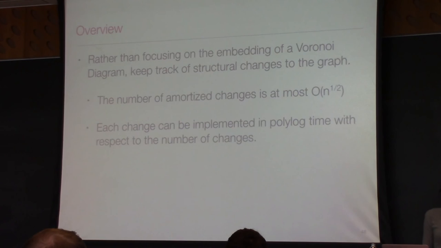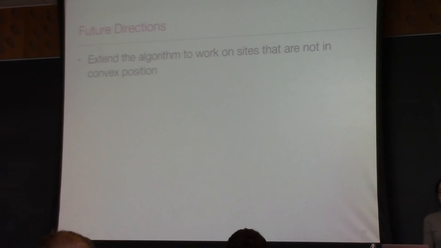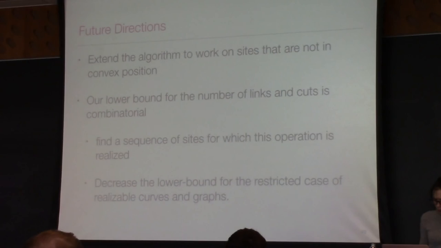And future directions you could take this, of course, extend the algorithm so that it works on sites that are not in convex position, because we very much rely on the fact that the Voronoi diagram is a tree, and that's only the case when the points are in convex position. And of course, that lower bound I showed you is purely combinatorial. So again, you'd want to either find a sequence of sites for which the operation is realized, or work on this lower bound if you add this restriction of having to have a point set that corresponds to it. And that's it.